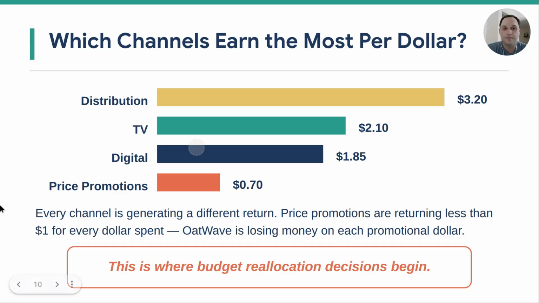The decomposition tells you what percentage of sales each channel drove, but to understand whether each channel is worth what you're spending on it, you need the ROI. How many dollars of sales each marketing dollar generated? For Oatway, distribution investment returns $3.20 in sales for every dollar spent. TV returns $2.10. Digital returns $1.85. And price promotions return only 70 cents, meaning Oatway is generating 70 cents of sales for every dollar they spend on promotions. That's a net loss on promotional spending.